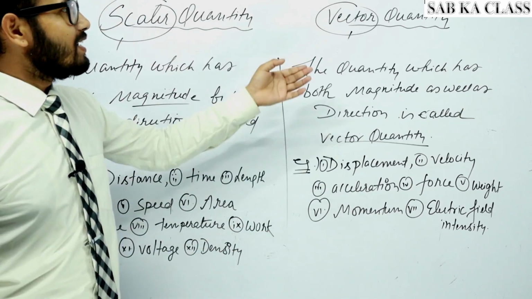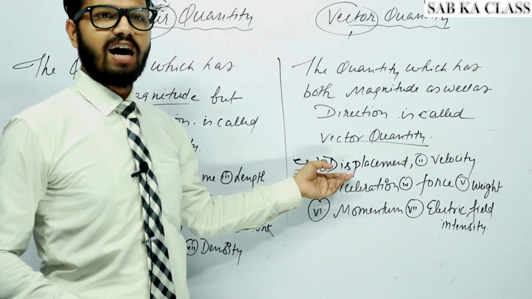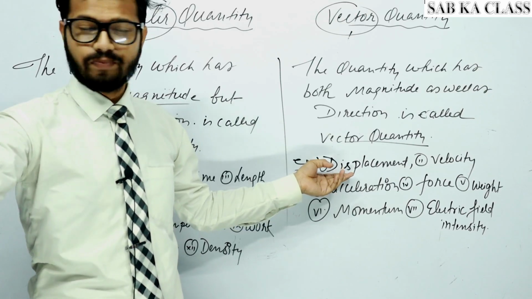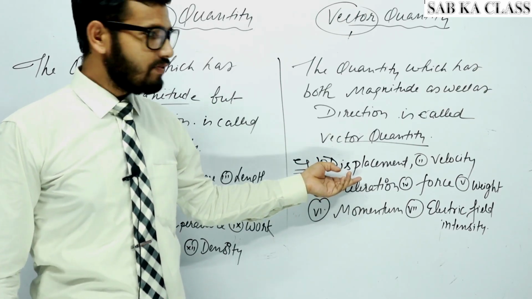Very good. Now let us come to the next point, that is what? Vector quantity. Example, displacement. What is displacement? The shortest path that we were just studying. So this is a perfect example of a vector quantity.